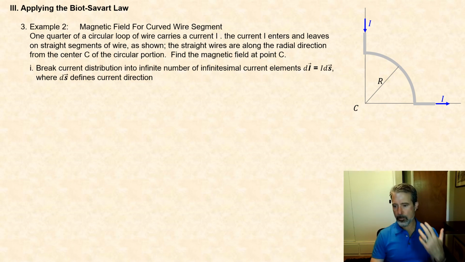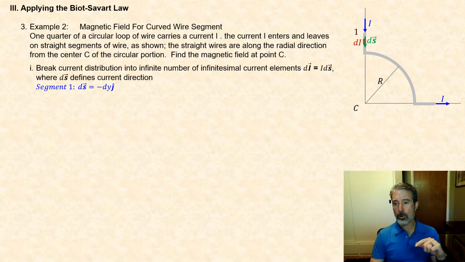So the first step is to break up the current distribution into an infinite number of infinitesimal current elements dI. And we see here that really there are 3 different pieces or segments to this current carrying wire loop. So I'm going to call this segment aligned with the y-axis here segment 1. Let's show our little infinitesimal current element dI there. And you will notice that the displacement vector ds is in the negative y direction. So we will describe that displacement vector as minus dy times j hat.